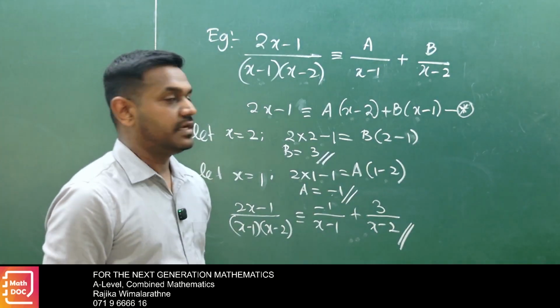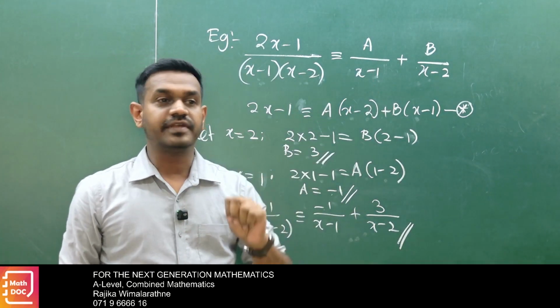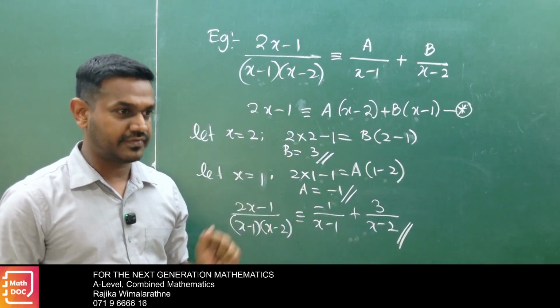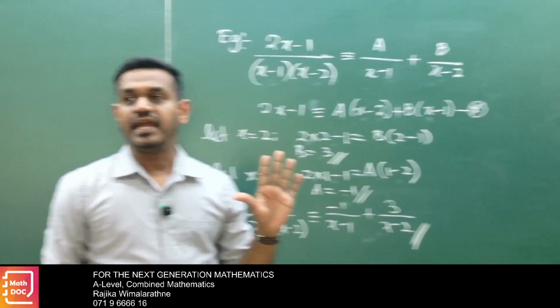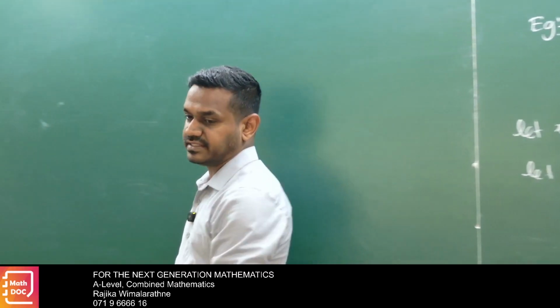Okay, now we have to practice how to write this relation, that's it. So we have 4 different factor types: linear factor, repeating linear factor, quadratic factor, repeating quadratic factor. So according to that, we have to write that initial step, no? Okay, see this.